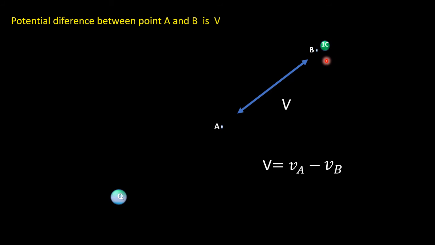The potential difference between the points A and B is defined as the work done in bringing a unit positive charge from B to A. V is the potential difference between the points A and B. That is VA minus VB. The potential at A and potential at B are different. At A, the potential is higher than at B. More work is required to bring the charge from infinity to A because A is nearer to charge Q.